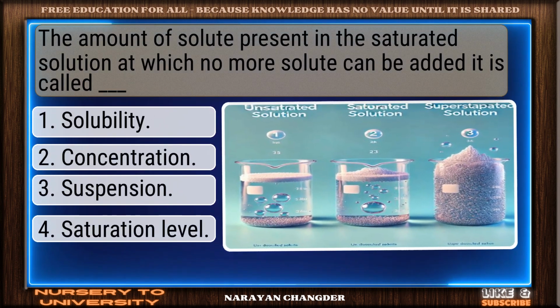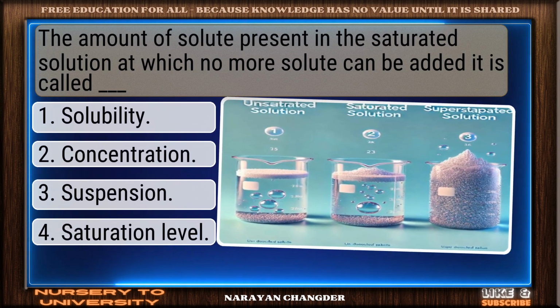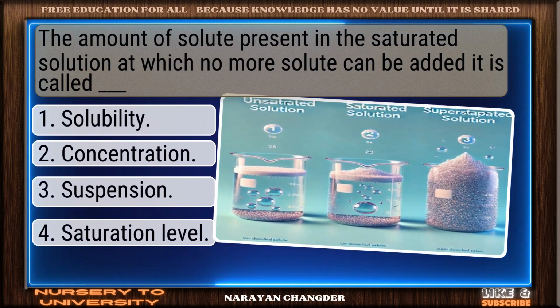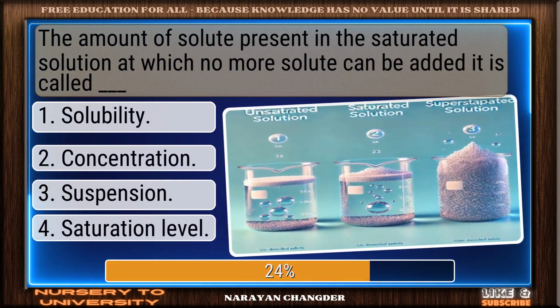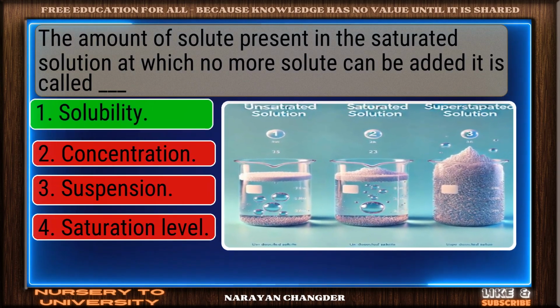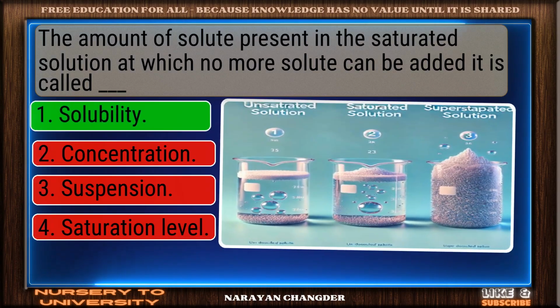Question number 30. The amount of solute present in the saturated solution at which no more solute can be added is called dash. Nicely done. Solubility is a solid answer.